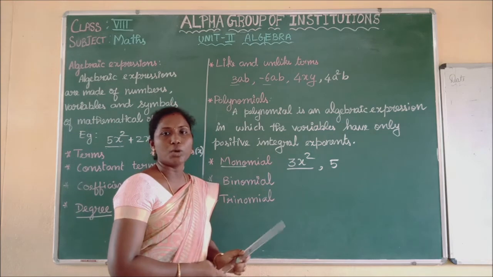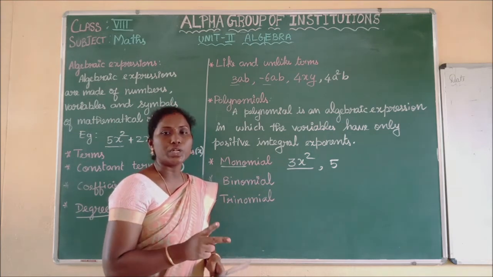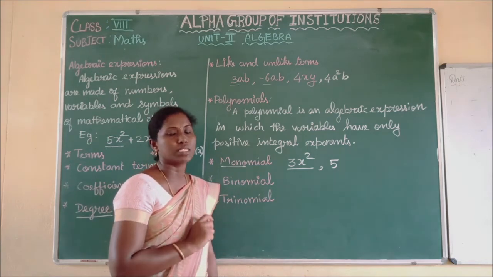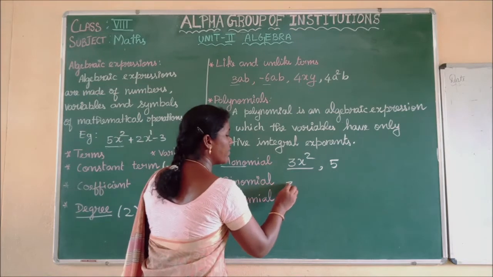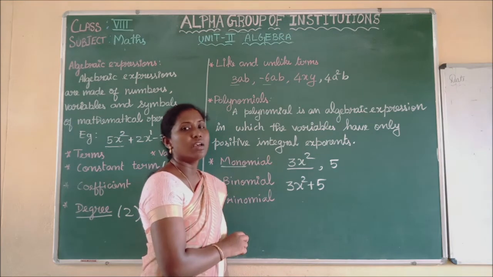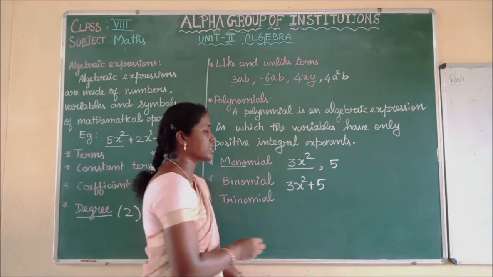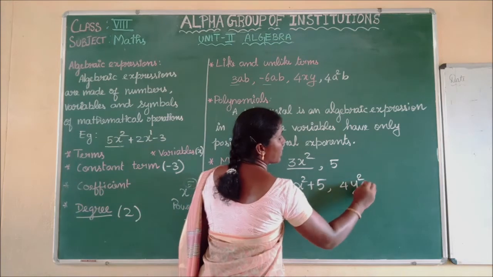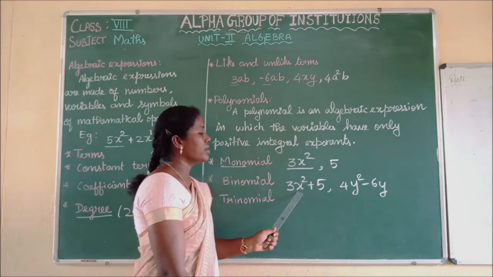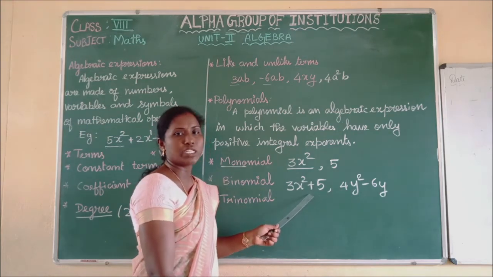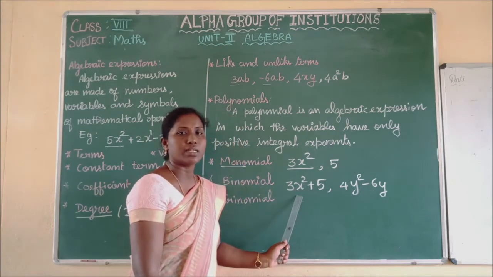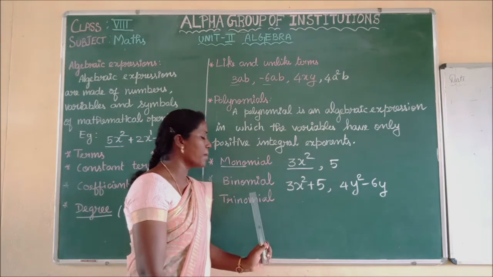And what is binomial? A polynomial which has two terms. Bi means 2. Binomial means a polynomial which has two terms. For example, 3x squared plus 5. The two terms are combined with a mathematical operation, plus or minus. Likewise 4y squared minus 6y. See here, these two are examples of binomials. Here we have two terms using the operation plus, and here two terms using minus. So if any polynomial has two terms, then it is said to be a binomial.